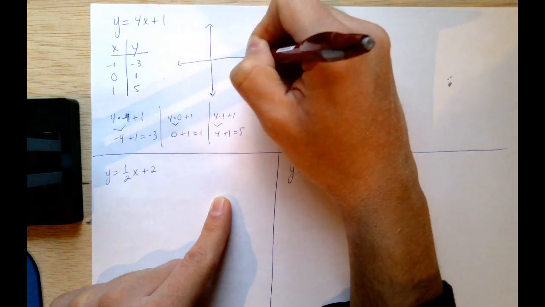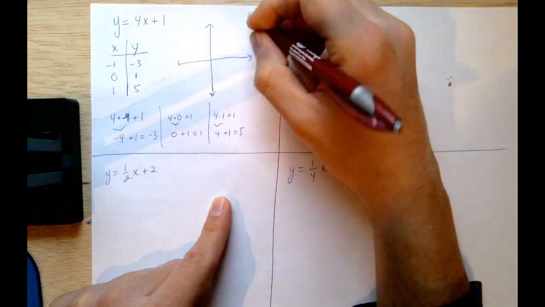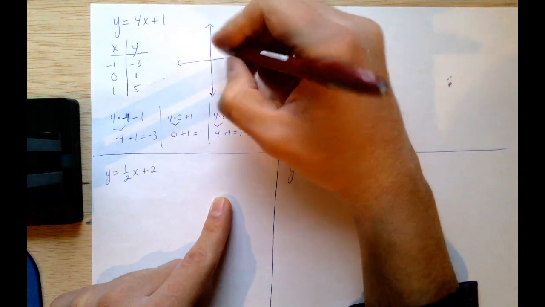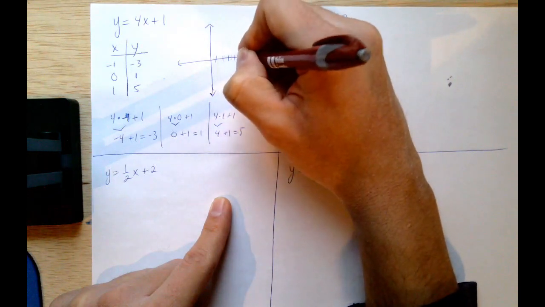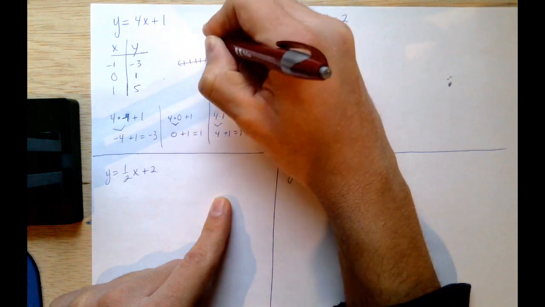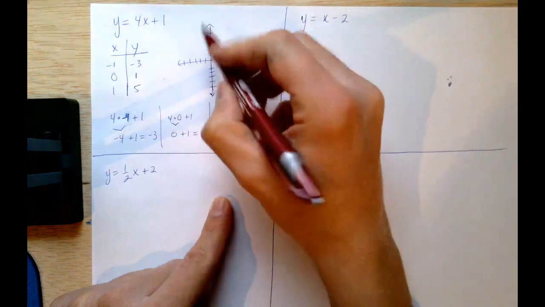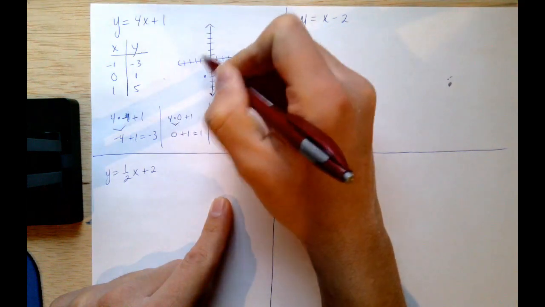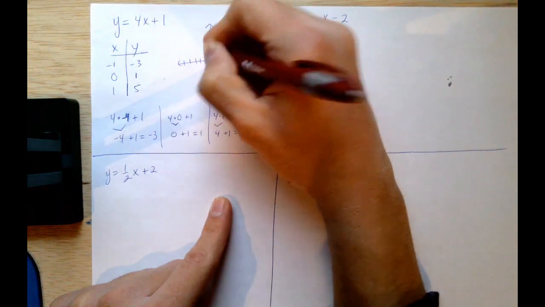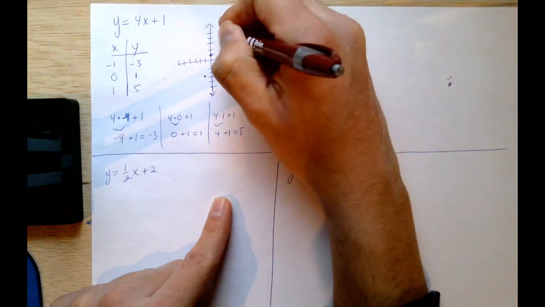Now, I would recommend you put these on graph paper, but I'm just going to make a quick makeshift graph here. 1, 2, 3, 4, 5. 1, 2, 3, 4, 5. -1, -3 is going to be here. 0, +1 is going to be here, and then 1, +5 is going to be here.